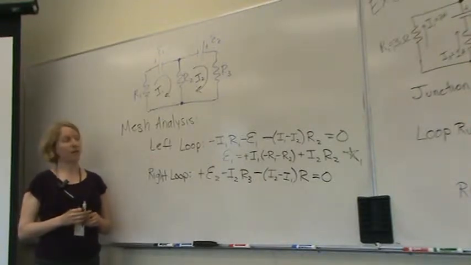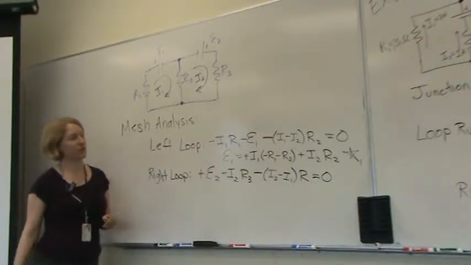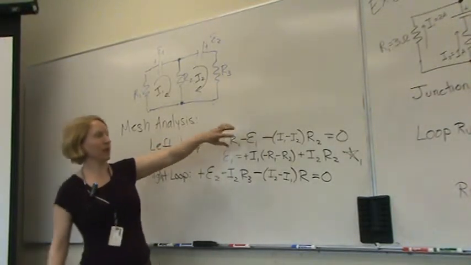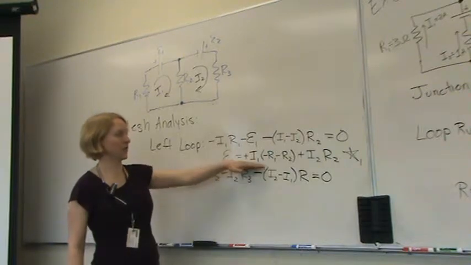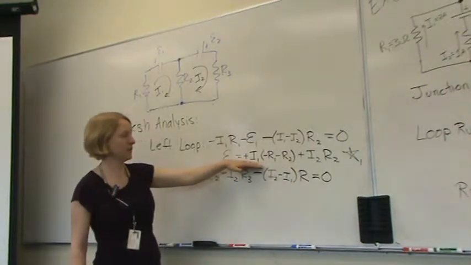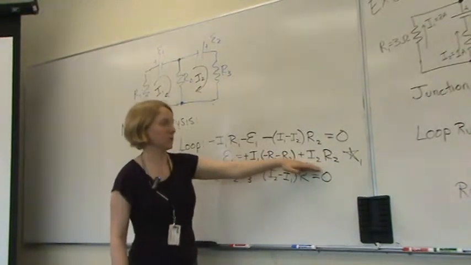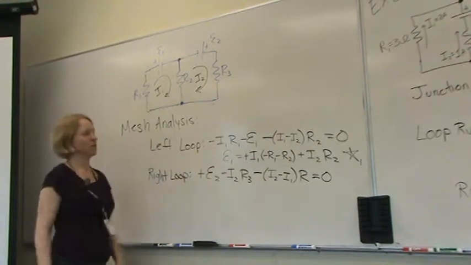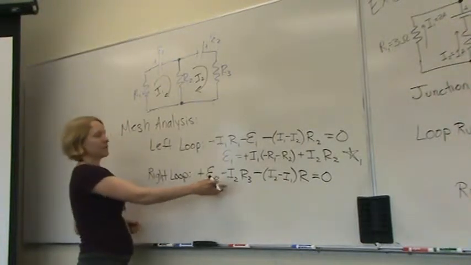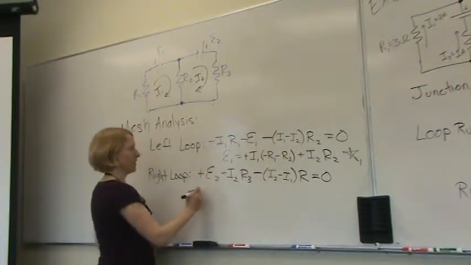So again, the process of what I'm doing is I'm putting all the EMFs on one side, and I'm putting everything else on the other, and I'm clustering them by currents. So I have everything multiplied by I1 and everything multiplied by I2 grouped together. So I'm going to do the same thing down here. And E2 is positive, so I'm just going to move everything else to the other side.